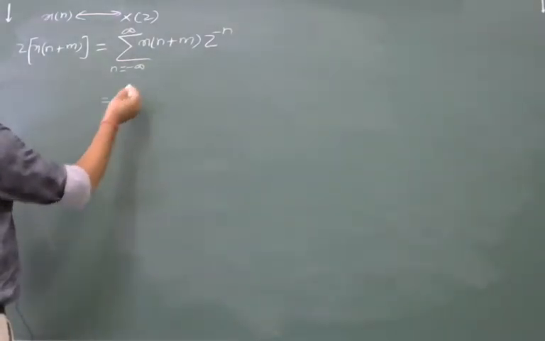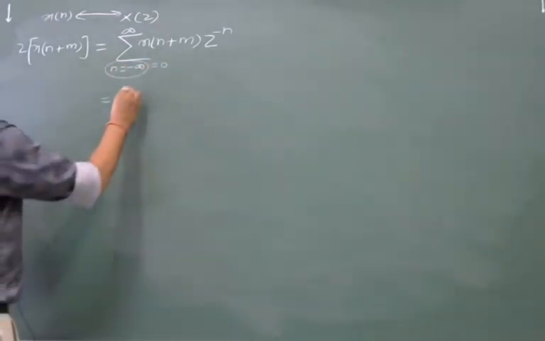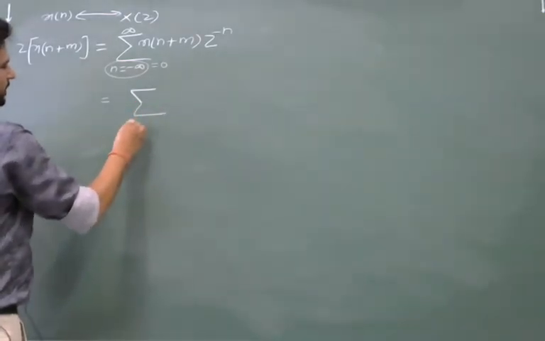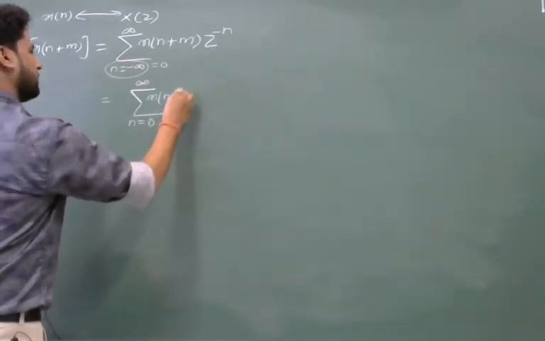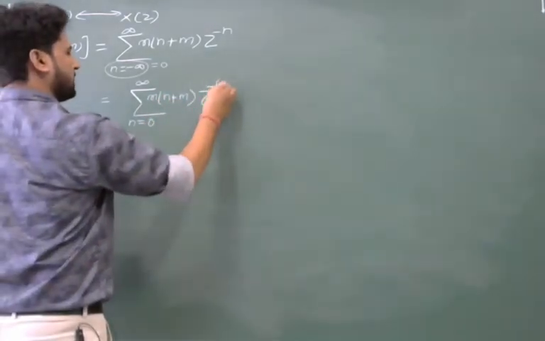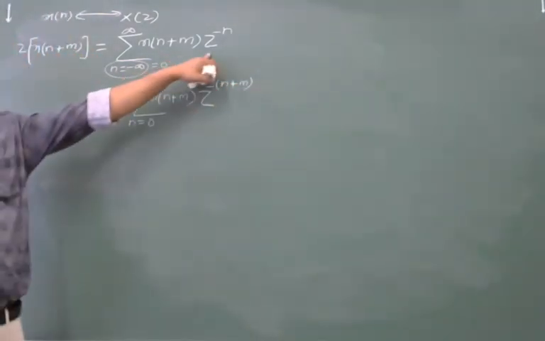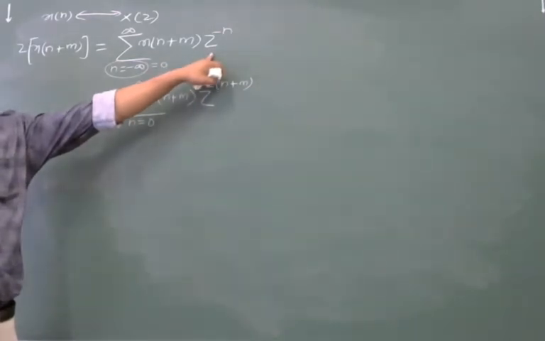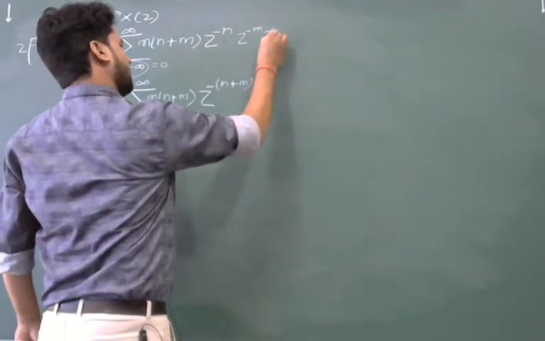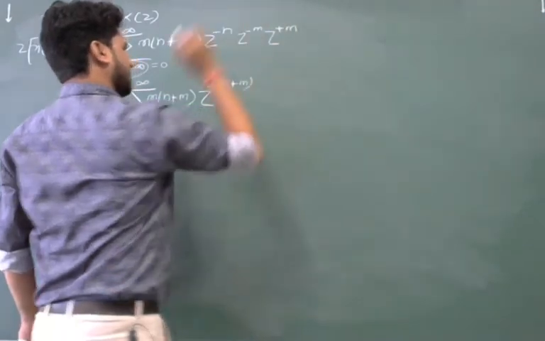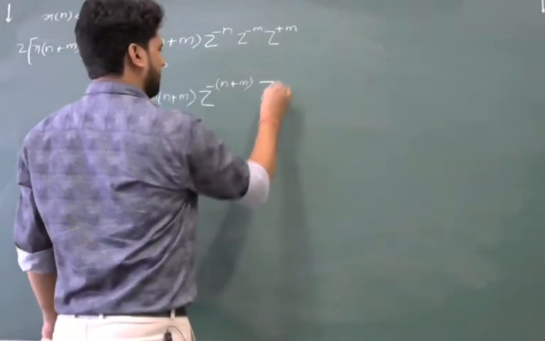Now, this can be written as, if the given sequence is causal, then I can write the limit from 0 to infinite. So this will become sigma n from 0 to infinite x of n plus m into z power minus n plus m. Means we are multiplying this sequence by z power minus m. So if it is multiplied by z power minus m, then we have to multiply with z power plus m also. So here I will multiply with z power plus m.